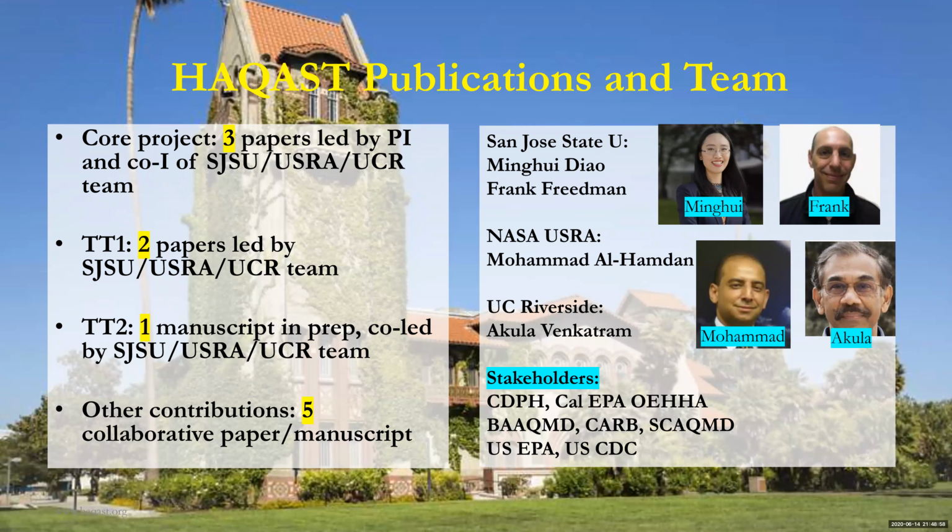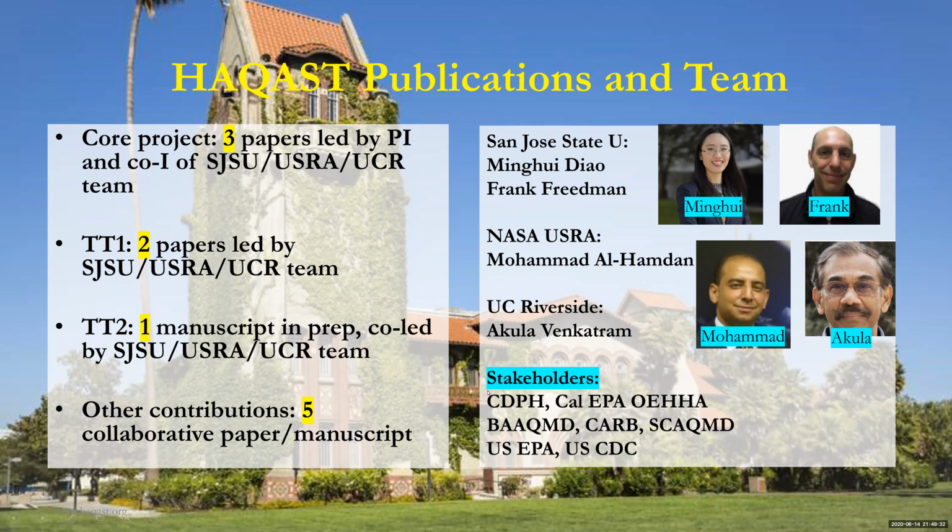To summarize, for the core project, our San Jose State team, in collaboration with USRA and UCR, have published 3 papers led by the PI or the co-I. And for Tiger Team 1, we published 2 papers led by our team. And we are preparing another manuscript for Tiger Team 2. In addition, we contribute as collaborators and co-authors for 5 papers and manuscripts with the other HACUS team members.